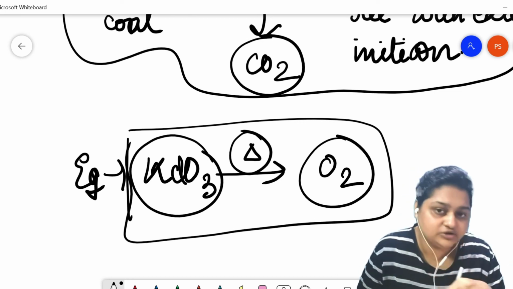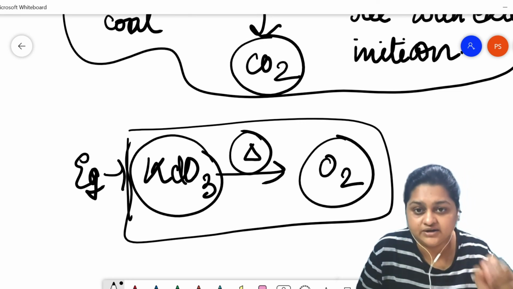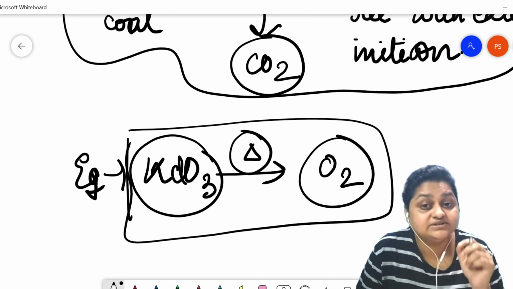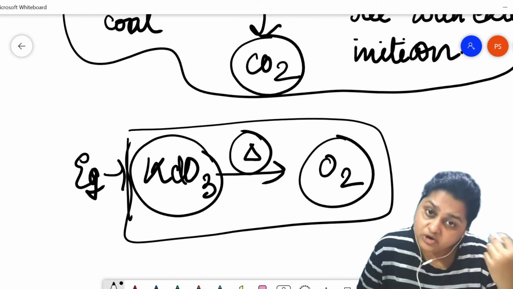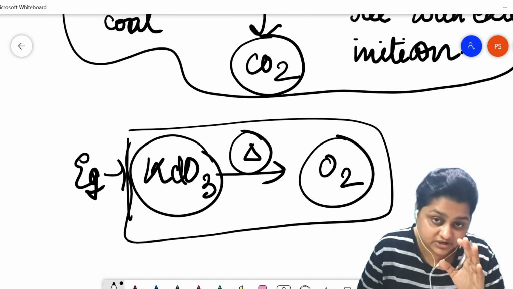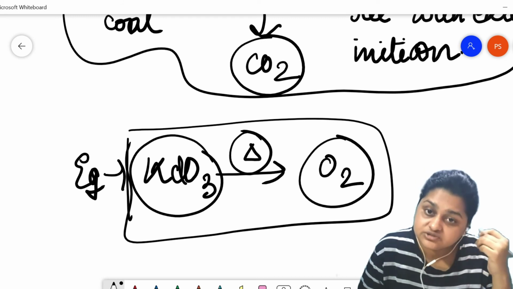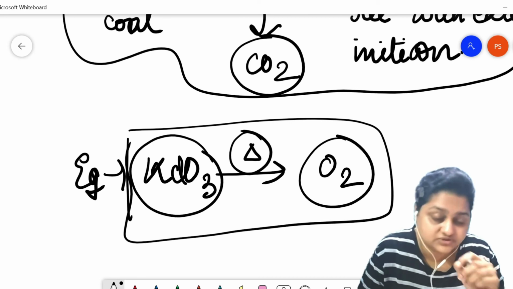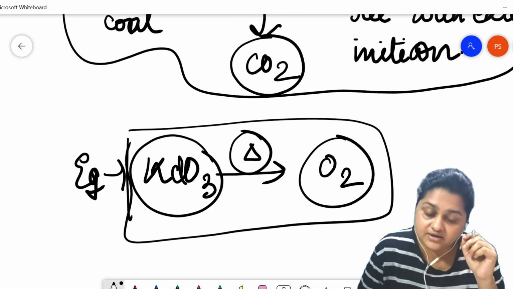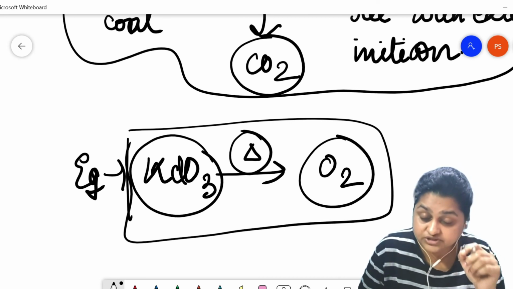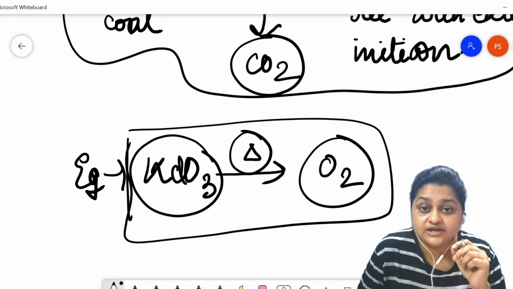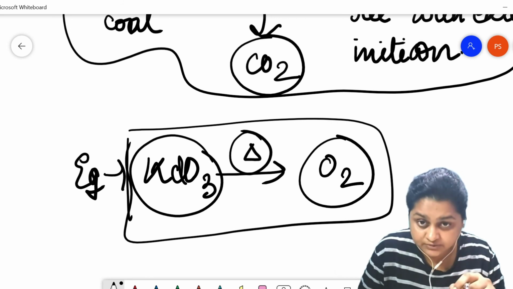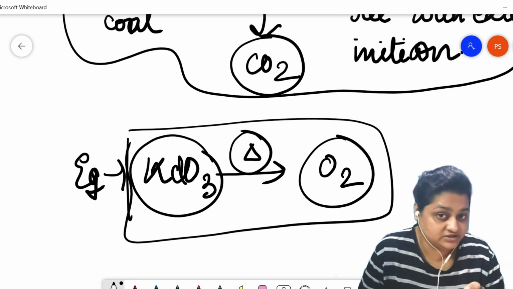So a non-spontaneous reaction, by definition, is a reaction which requires external help. A spontaneous reaction, by definition, is a reaction or process which can occur on its own under a given set of conditions without any external help.